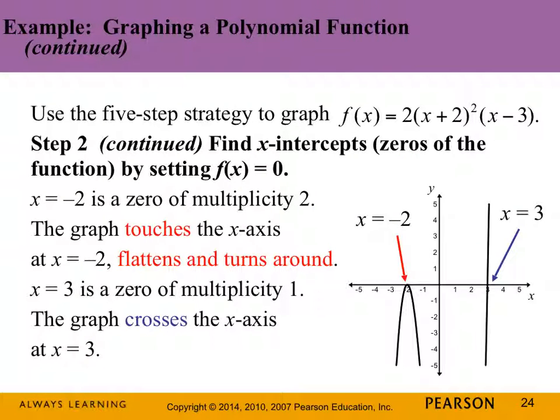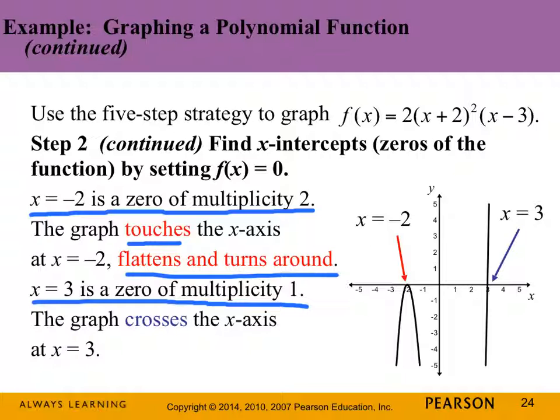Okay, so those x-intercepts we found: x equals negative 2 is a 0 of multiplicity 2. If the multiplicity is an even number, it means the graph just touches the x-axis at x equals negative 2. It's going to flatten out and turn around. Our 0 at x equals 3 has a multiplicity of 1. If the multiplicity is an odd number, it means the graph crosses the x-axis at x equals 3. And you can take a look at what that looks like in the sketch over here.